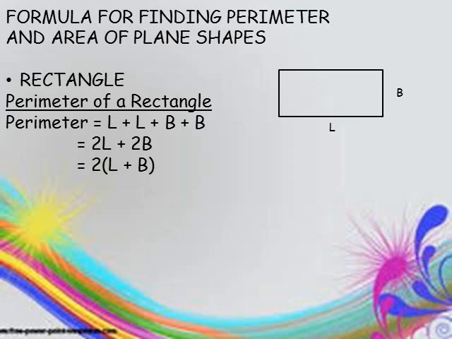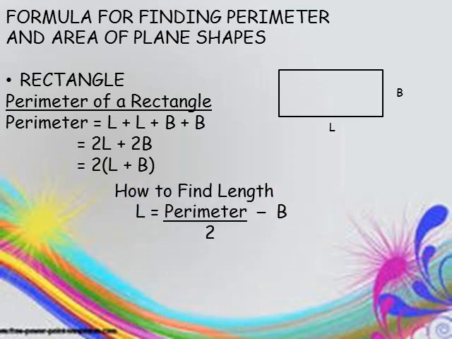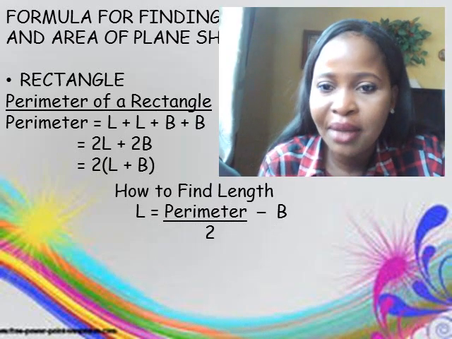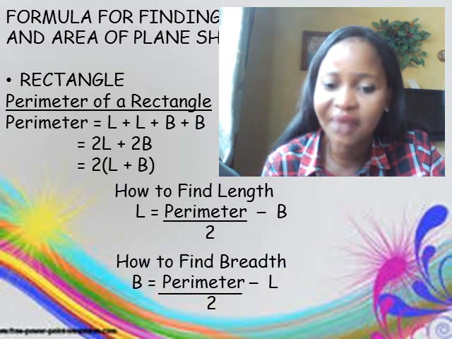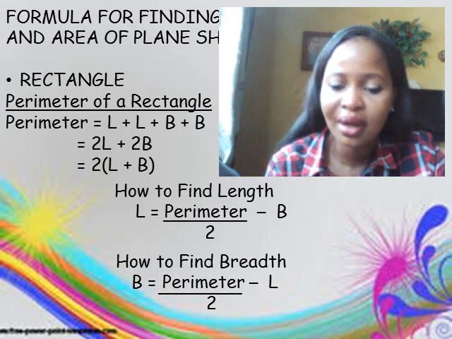Since 2 is common between these two numbers, we say 2 into bracket length plus breadth. This is the formula we'll always use whenever we're looking for the perimeter of a rectangle. 2 into brackets length plus breadth. To find the length, length equals perimeter divided by 2 minus breadth. Then to find the breadth, breadth equals perimeter divided by 2 minus length.